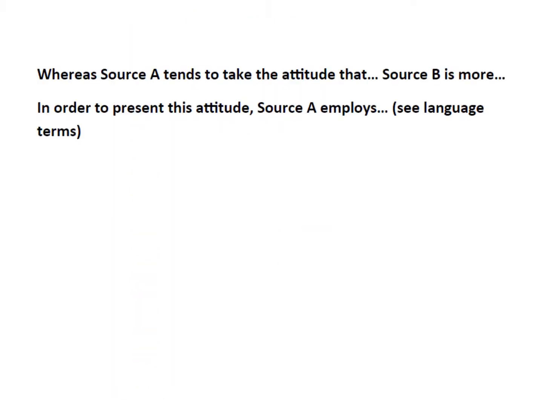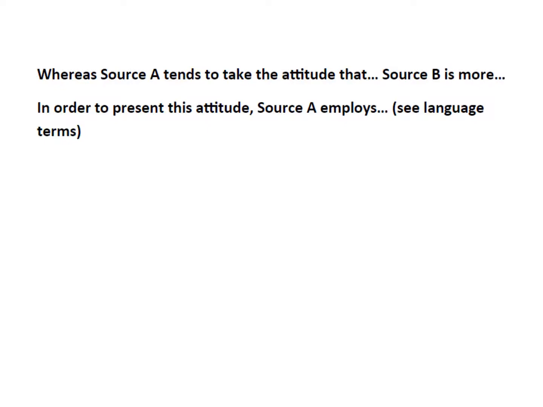This is how it will begin: whereas source A tends to take the attitude that, source B is more, and then you're talking about, again, feelings. Instead of attitudes, they might say perspectives, views, those sorts of things, but it all boils down to attitudes and feelings. That word more is really useful because if it's not black and white, one's positive, one's negative, it allows you to make a comparison that's not an absolute comparison. So this one is more negative, but it's not absolutely negative.